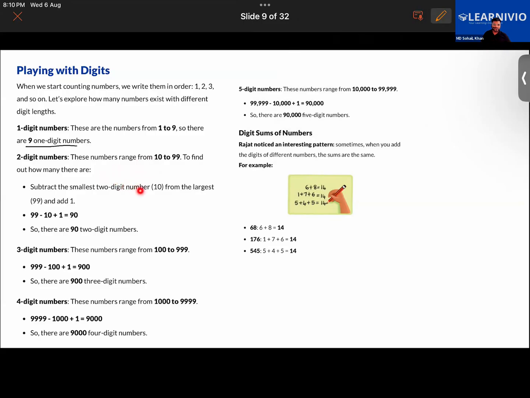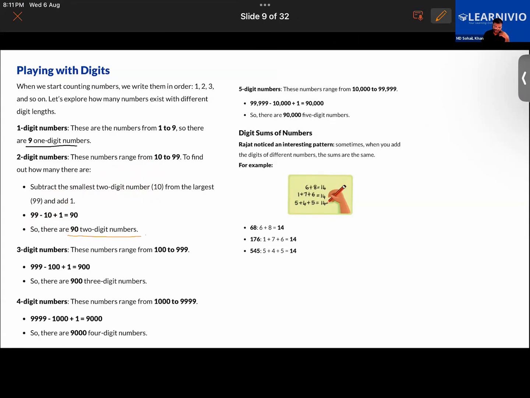Subtract the smallest two digit number, 10, from the largest two digit number, that is 99, and then add 1. So what we have done here: 99 minus 10 equals 89. 89 plus 1 gives you 90. So there are 90 two digit numbers.